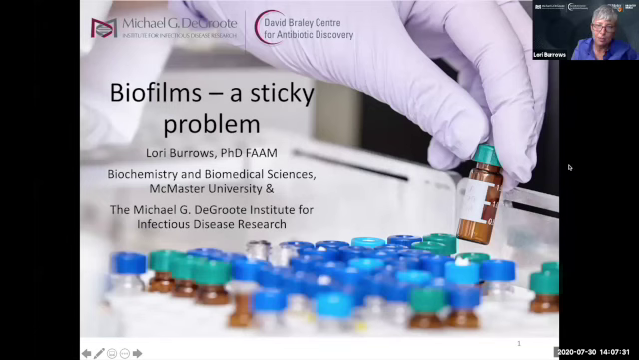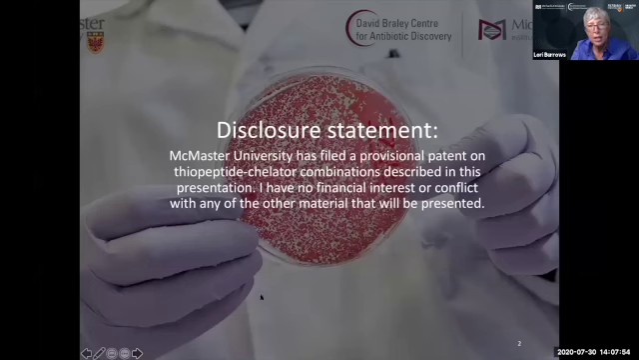So biofilms, a sticky problem. You guys work on vascular access, and this is a big problem in the vascular access field. So hopefully I can make this relevant to what you work on and work with. I'm going to start off with a disclosure. I'm going to talk about some of the work that we've done in my lab, and McMaster University has filed a patent on this work, but other than that, I have nothing to disclose.